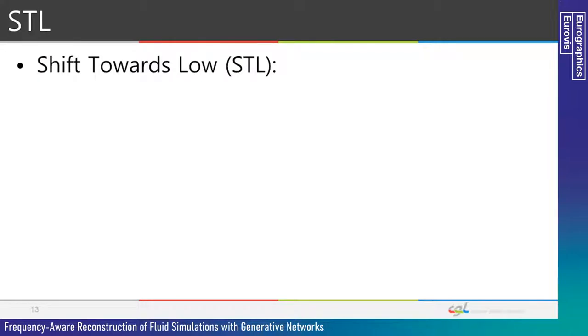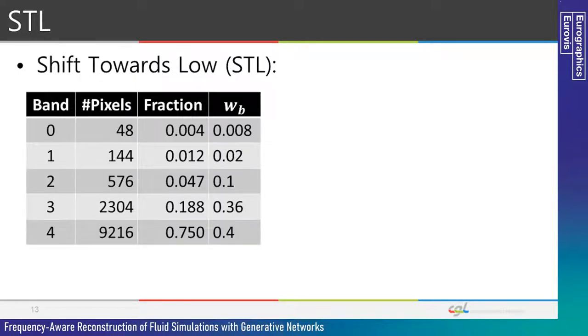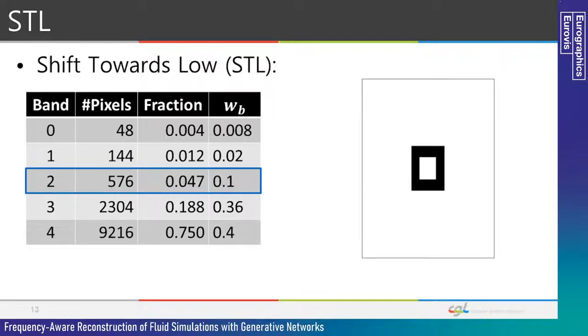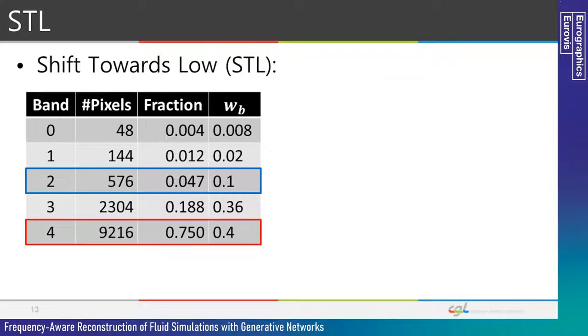To find weights for the different bands, we came up with a heuristic that we call shift towards slow, or short STL, and it works as follows. Let's take band 2 for example. It consists of 576 pixels, which make up 0.047 of the total pixels in the image. We can double this value and round a bit to get 0.1. We do this doubling of the fraction for the bands 0 to 3, but we halve band 4.